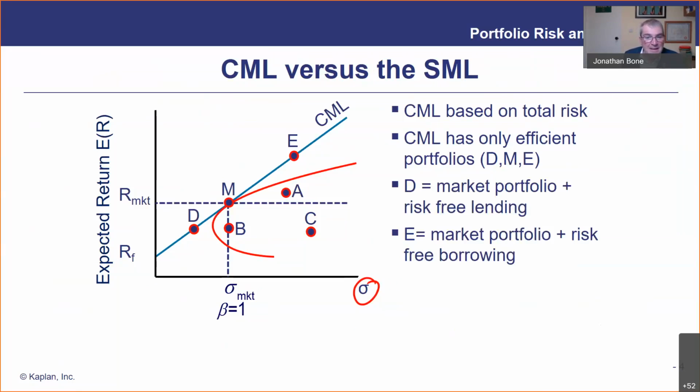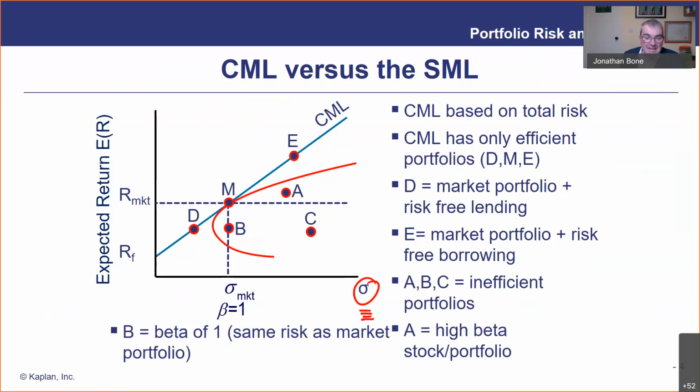Yes, D lies somewhere between the risk-free rate and the market portfolio. So therefore, it represents a combination of the market portfolio and risk-free lending. Portfolio E is above the market portfolio, so that must be a combination of the market portfolio and risk-free borrowing. Securities A, C, and B, of course, are inefficient portfolios based on total risk. Okay, lovely. And yes, security B has the same beta as the market. It does.